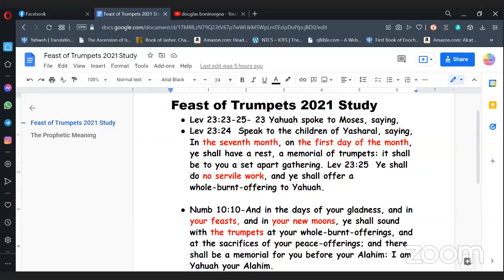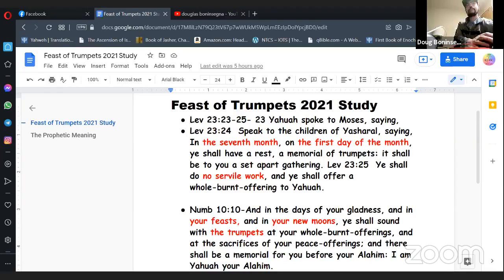Yahuwah spoke to Moshe saying, make to yourself two silver trumpets. The same Greek word there, salpinks. You shall make them of beaten work. This obviously has to be talking about a trumpet, not a horn of an animal. And they shall be to you for the purpose of calling the assembly and removing the camps.